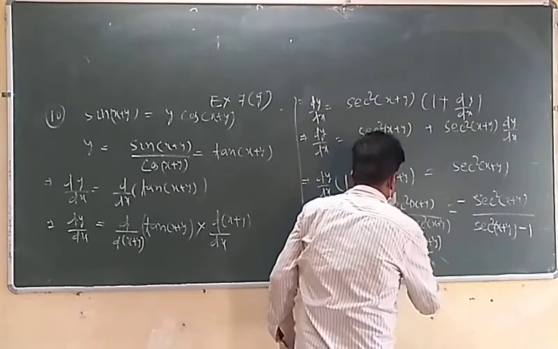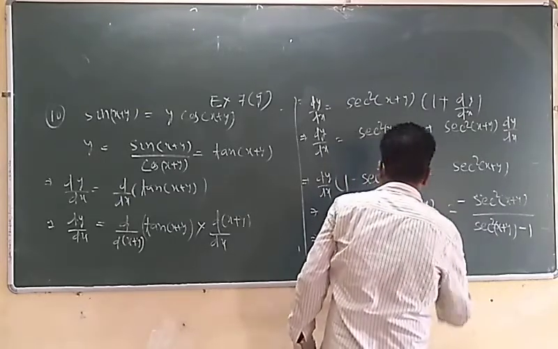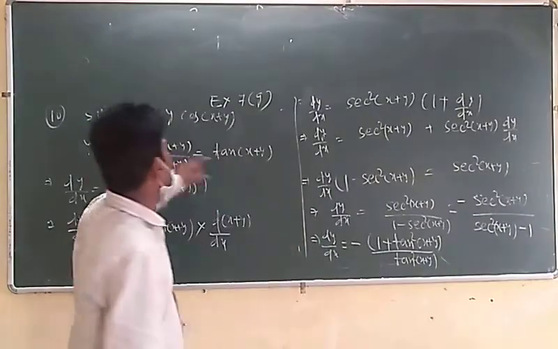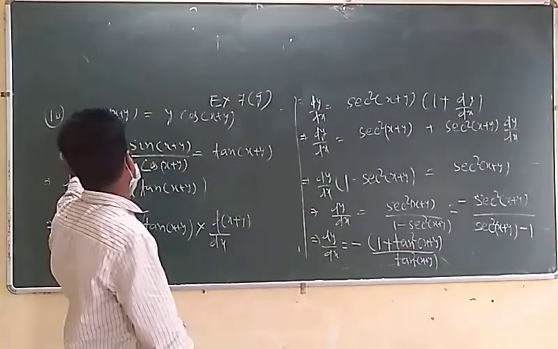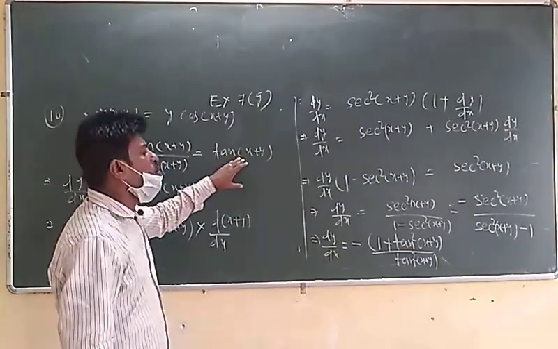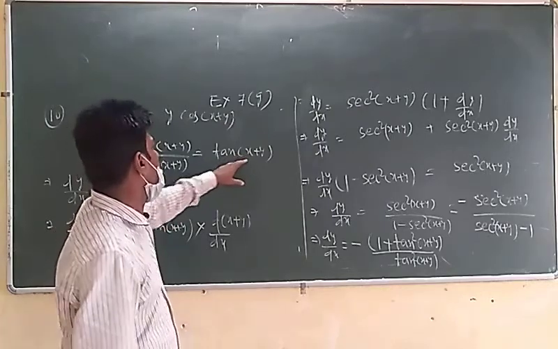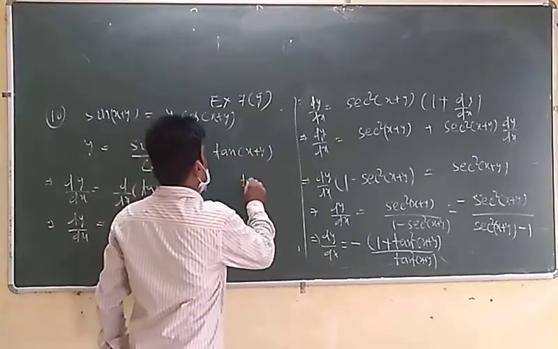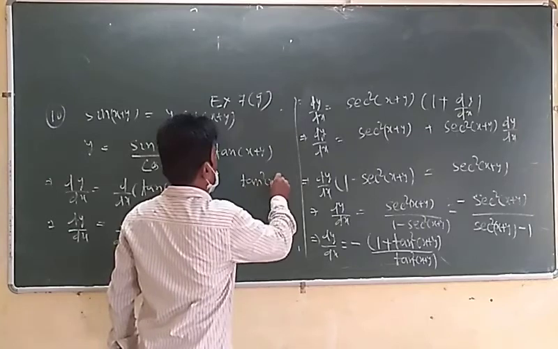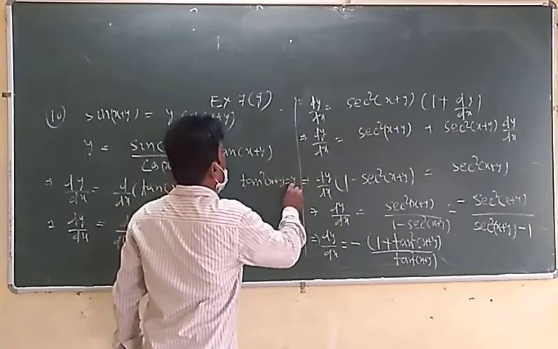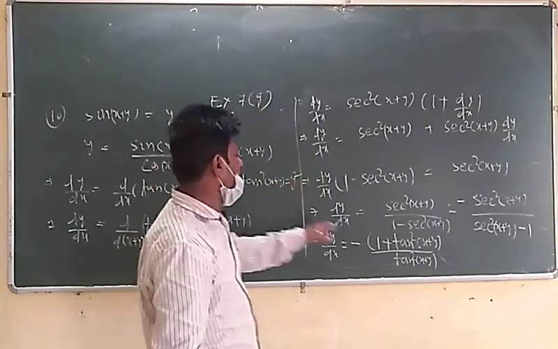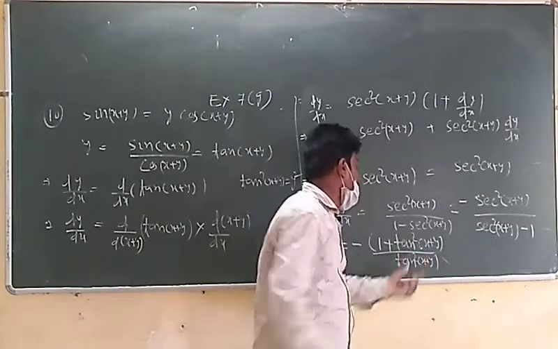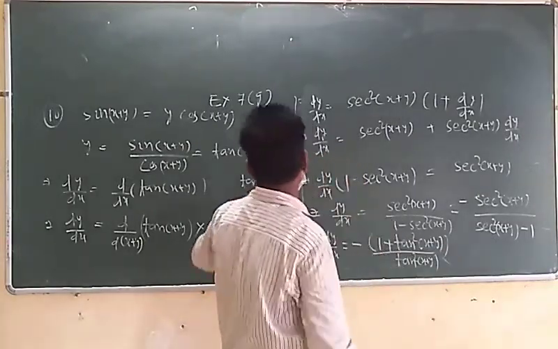That is tan square x plus y. From the beginning, taking y as tan x plus y. So y square tan square is equal to tan square x plus y, that is equal to y square. So instead of tan square x plus y, we have used y square.